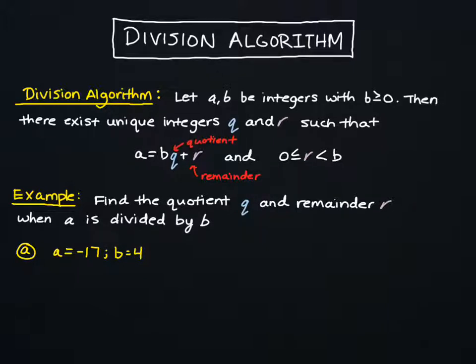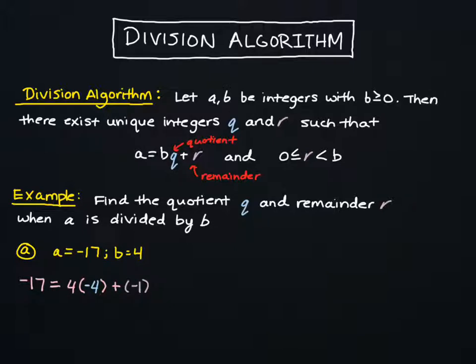We want to find the quotient q and the remainder r when negative 17 is divided by 4. So if we write this out the way that it looks in the statement of the algorithm, we are going to have negative 17 equals b, which is 4, times some quotient plus some remainder. So let's choose our quotient to be negative 4. That's going to give us negative 16, which would give us a remainder of negative 1.